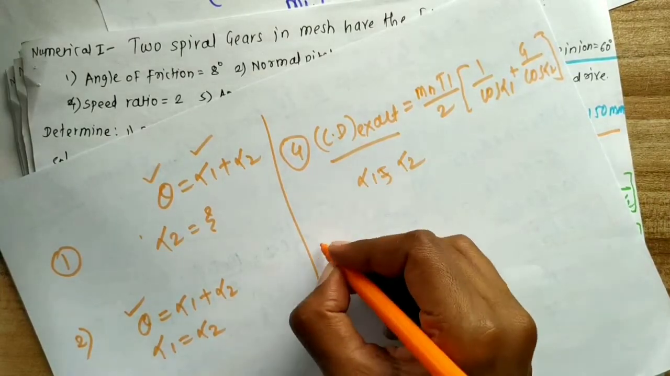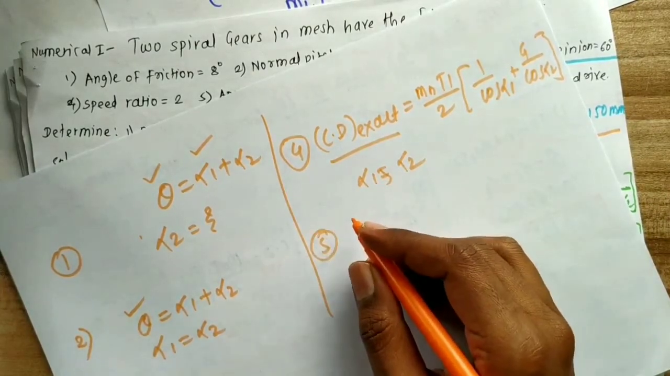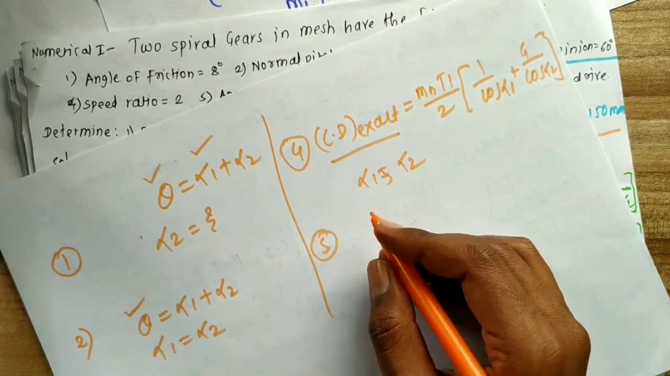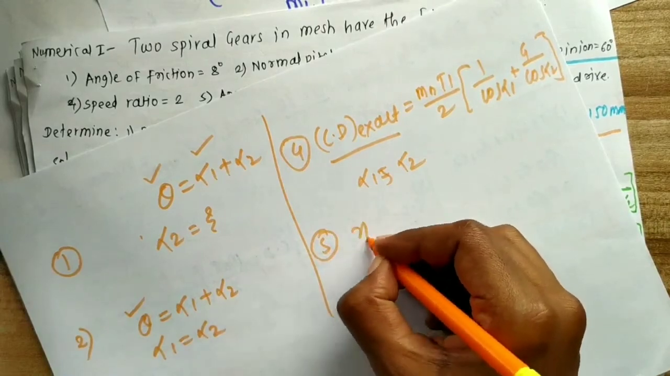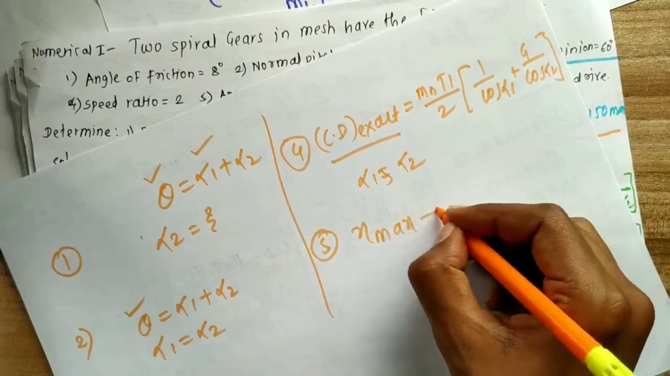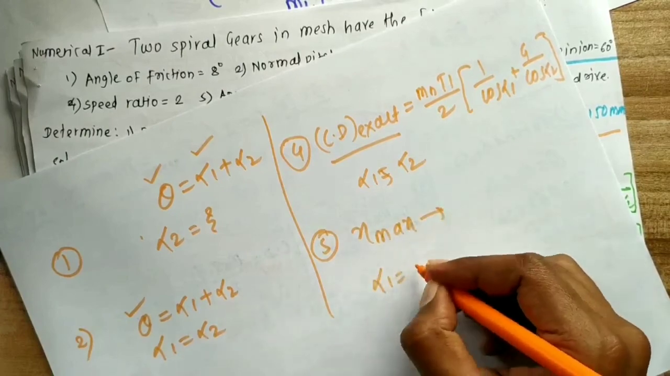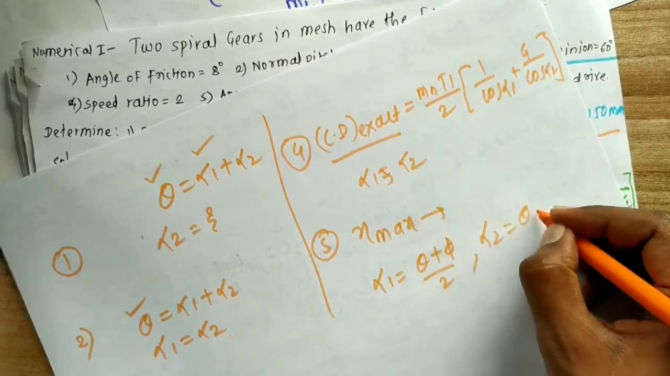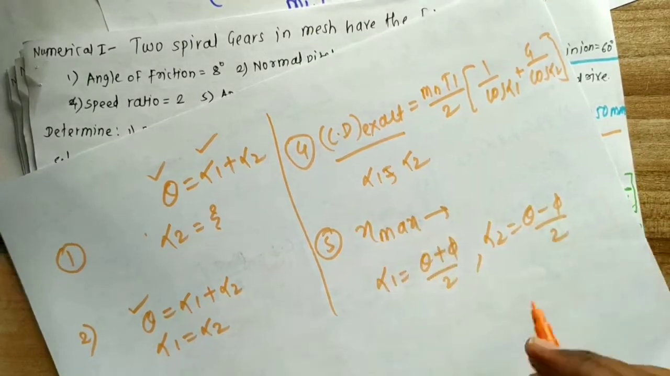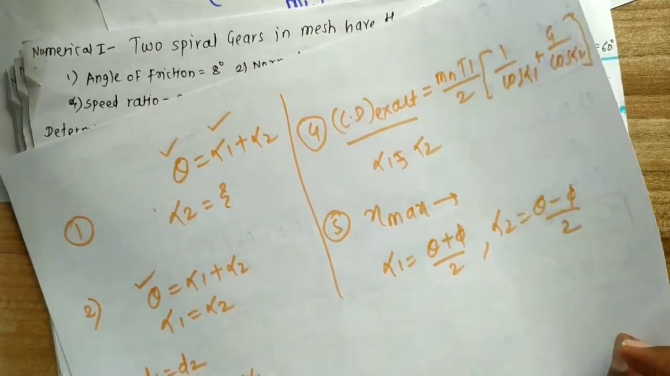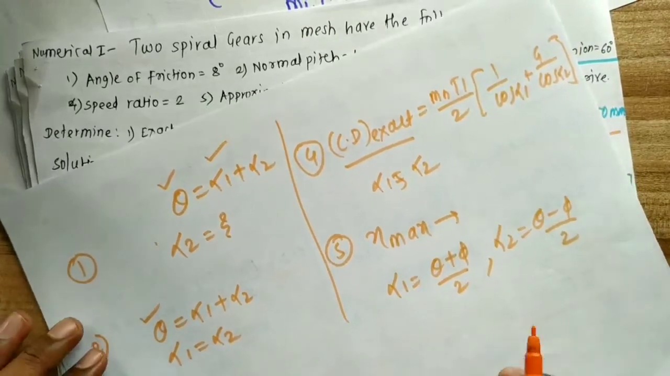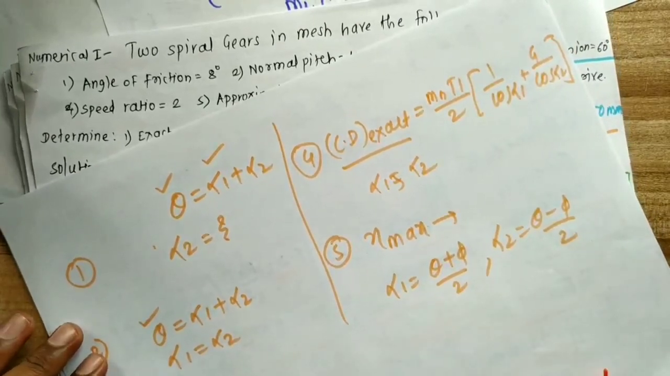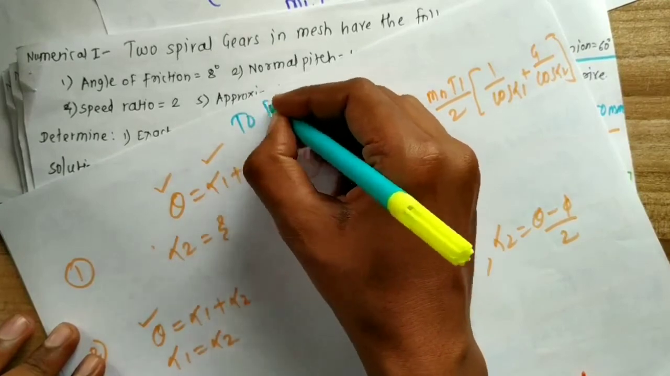In the fifth case, it is given to determine for maximum efficiency. For maximum efficiency, we know that alpha 1 is equal to theta plus pi by 2 and alpha 2 is equal to theta minus pi by 2. So I told you five different types of cases of how to find alpha 1 and alpha 2. Here our heading was to find alpha 1, alpha 2.